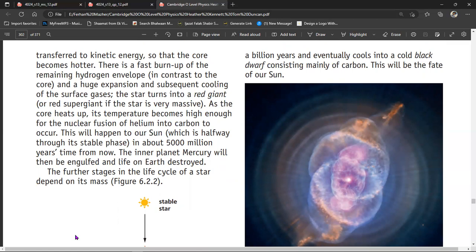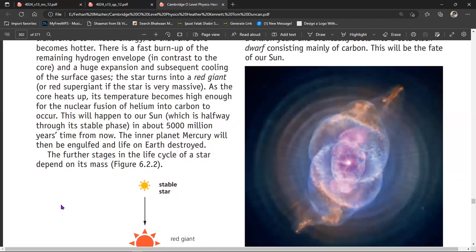As the core heats up, its temperature becomes high enough for the nuclear fusion of helium into carbon to occur. This will happen to our sun, which is halfway through its stable phase, in about 5,000 million years time from now. The inner planet Mercury will then be engulfed and life on Earth destroyed.